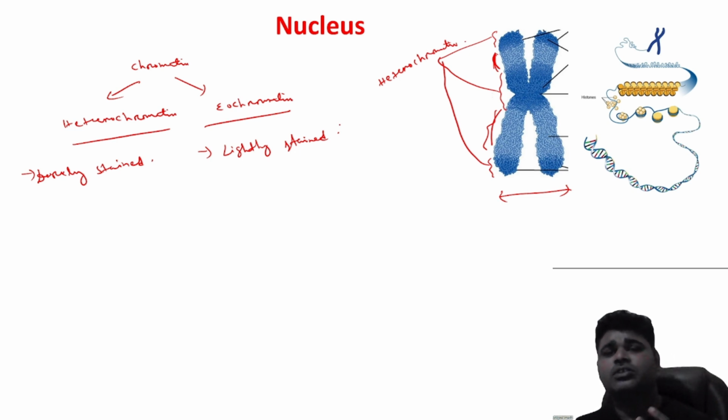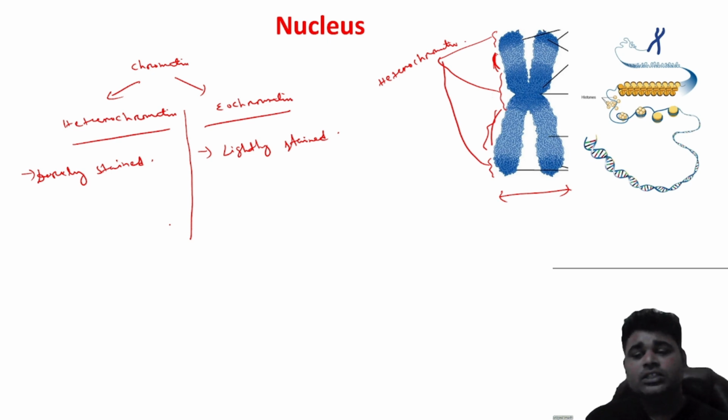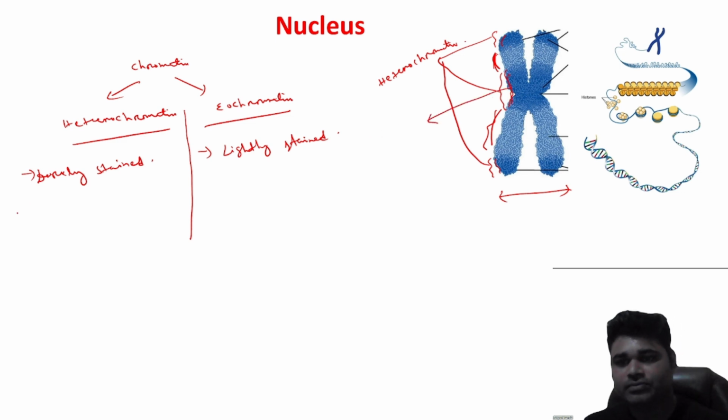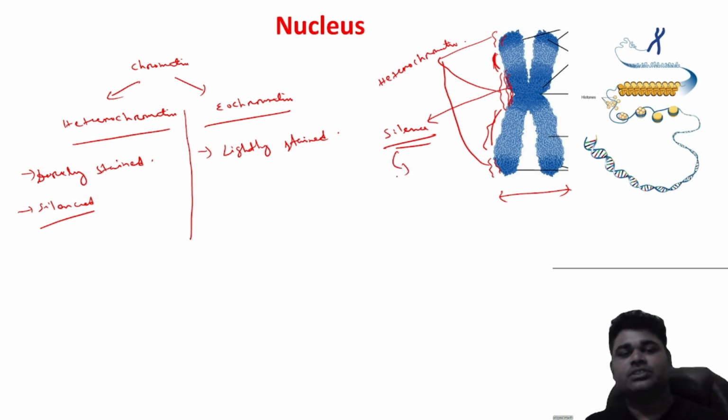So what is the function of this heterochromatin, what is the euchromatin? So first come to the heterochromatin. Here the genes present in the heterochromatins are silenced. So what is the silenced DNA? That means here the gene, or the DNA sequence that is present in the heterochromatin, is silenced. So that means it is not transcriptionally active.